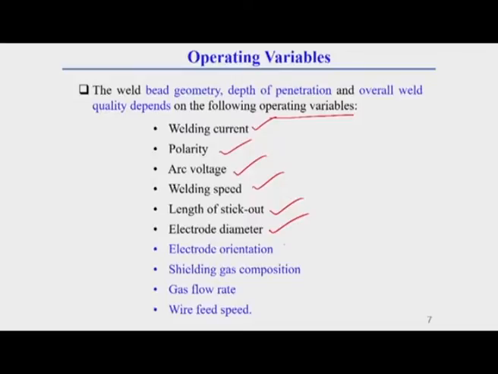Apart from these, another welding operating parameter which is used is called electrode orientation. Then the others are shielding gas composition, gas flow rate and wire feed speed. Here I will concentrate more on these last four welding parameters, because the above ones have a common effect on all the welding processes, so I will not explain them in detail.